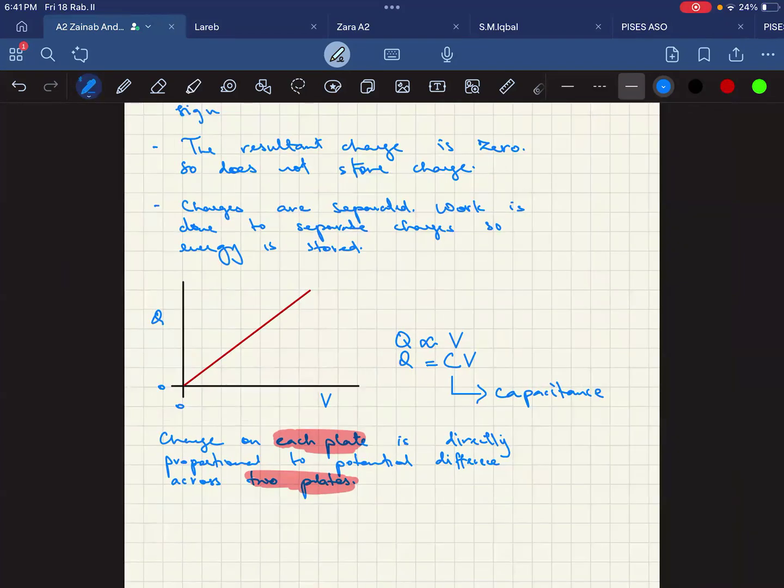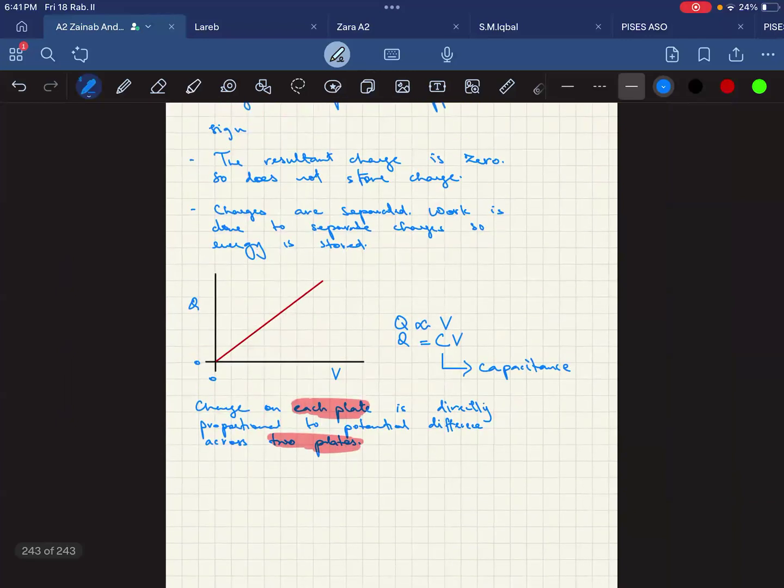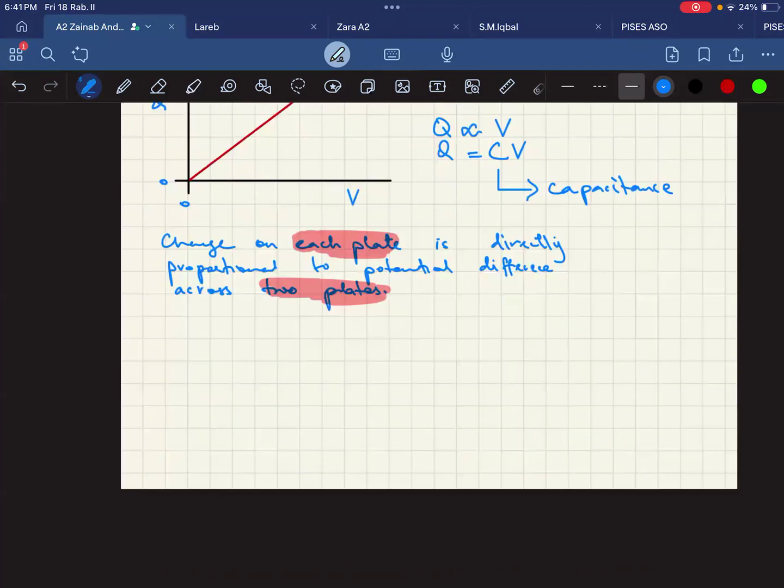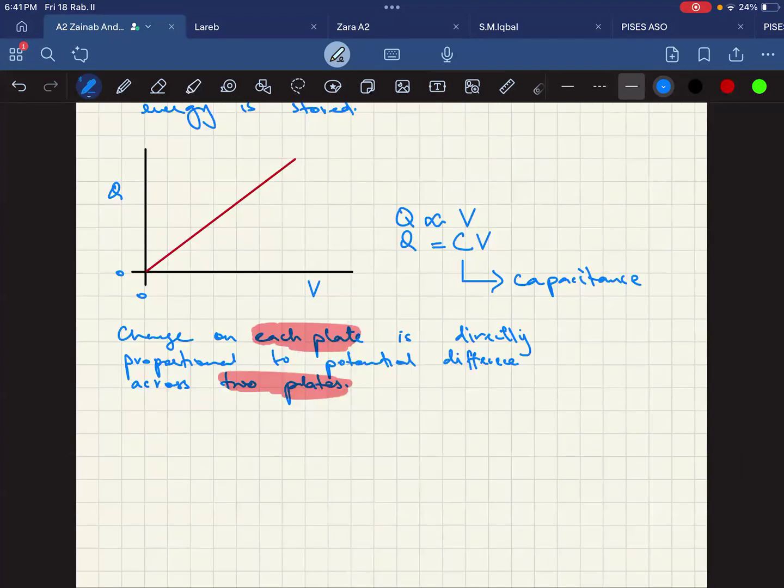Its definition is asked commonly. We are going to define it, but I hope you understand the relationship. Q is directly proportional to V. It is not enough to say Q only. It is charge stored on each plate. Charge stored on each plate of a capacitor is directly proportional to the potential difference across the two plates of the capacitor, and C is the capacitance here. When they ask you the definition of C, most of the times it is a statement for 2 or 3 marks. So, define capacitance.